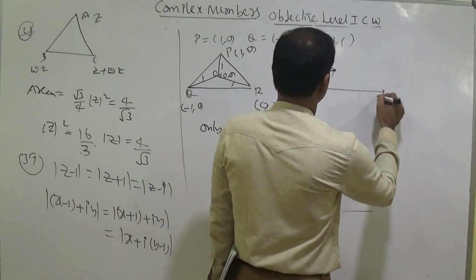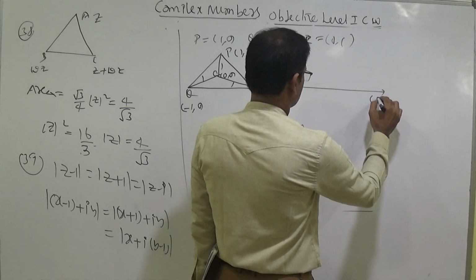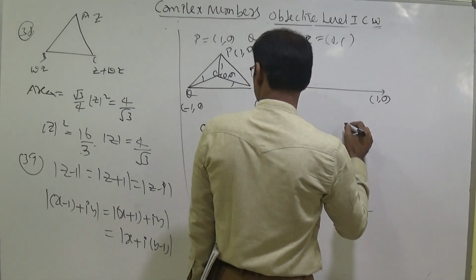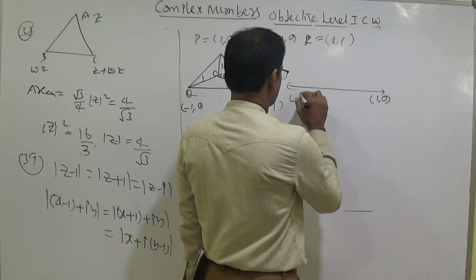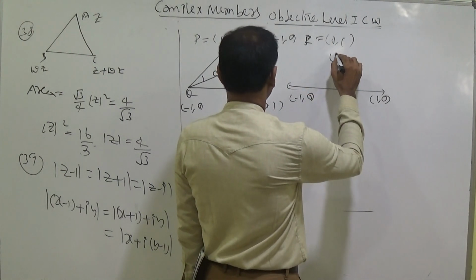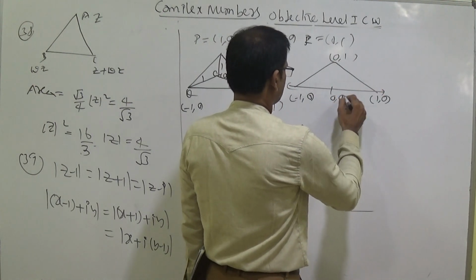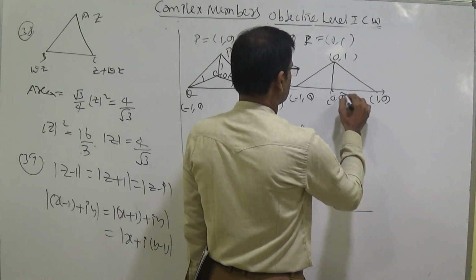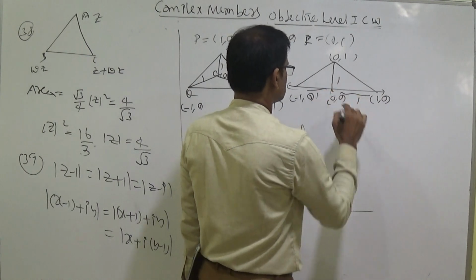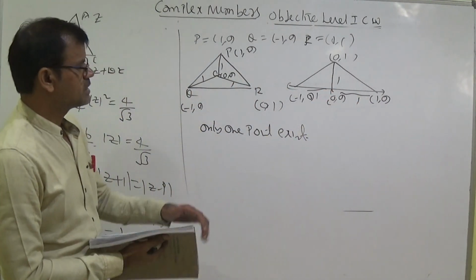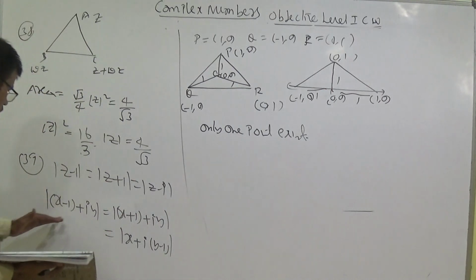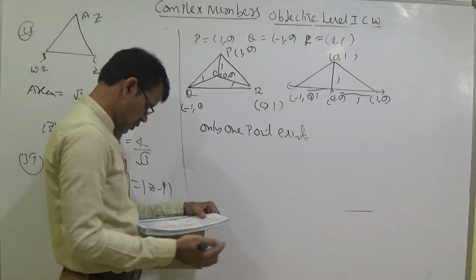We can understand like this also, students. This is 1 comma 0, this is minus 1 comma 0, this is 0 comma 1. The point is 0 comma 0. The same distance here, this is 1, this is 1, this is 1. Only one point exists such that the modulus of all the complex numbers are equal.